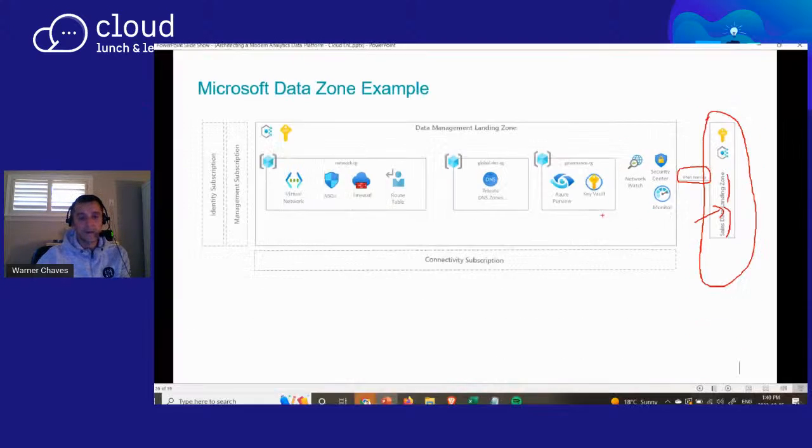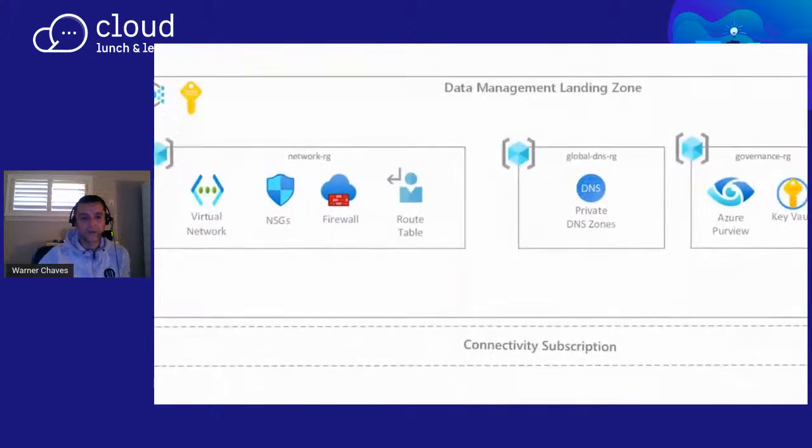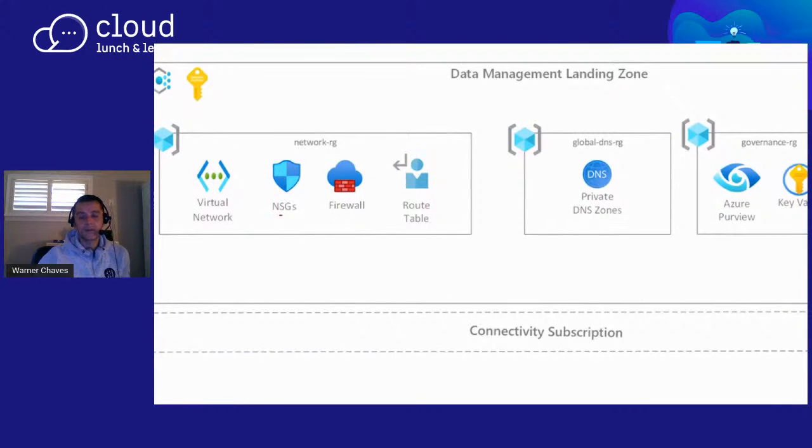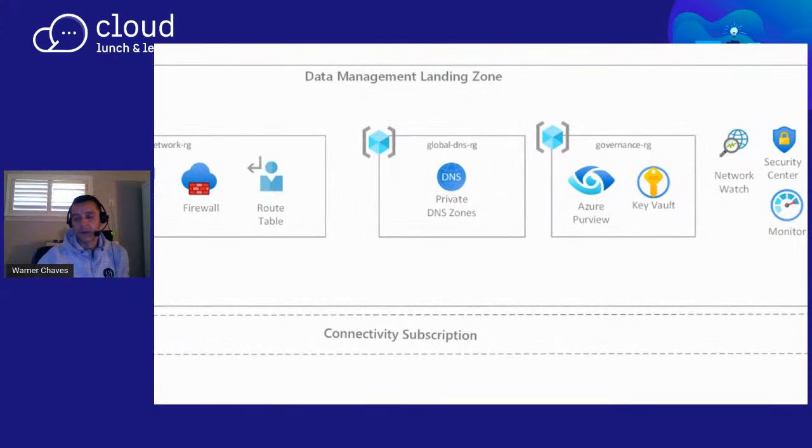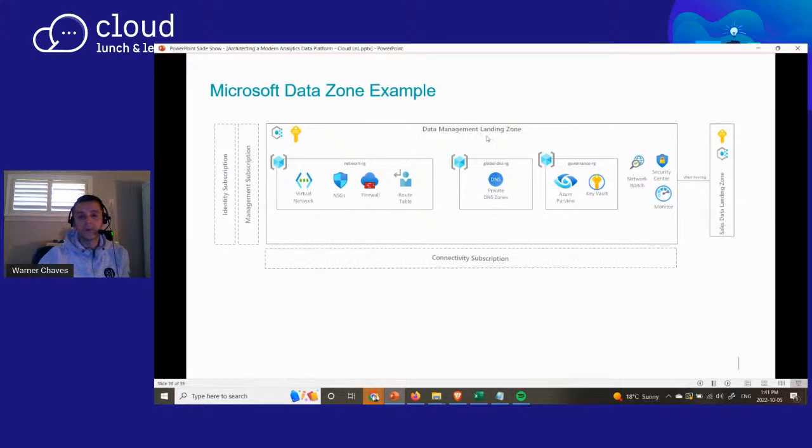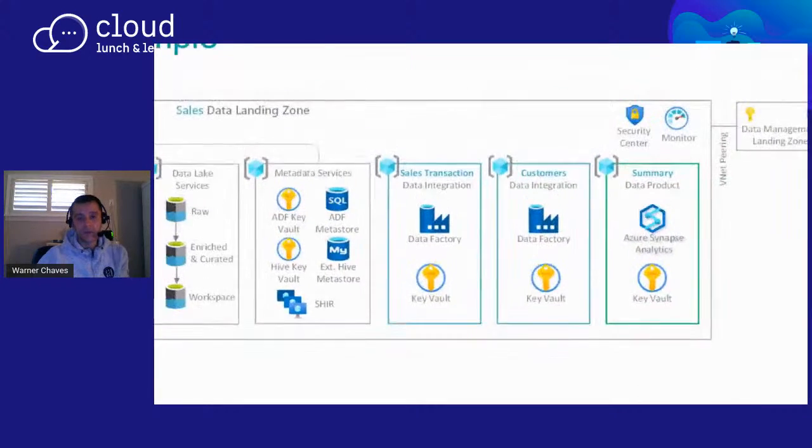And this zone that I have here, the one that is called the data management landing zone, is basically to have all these services that will work for all the other zones, in service of all the other zones, right? So we have private DNS zones here. We have the networking setup here. We have Azure Purview as the integrated catalog on this side. We have the network watch, we have the security center, all these core components. You put them in this data management landing zone, and then you connect the different data landing zones to this management zone. Okay. And then the actual data zones, they look like this.